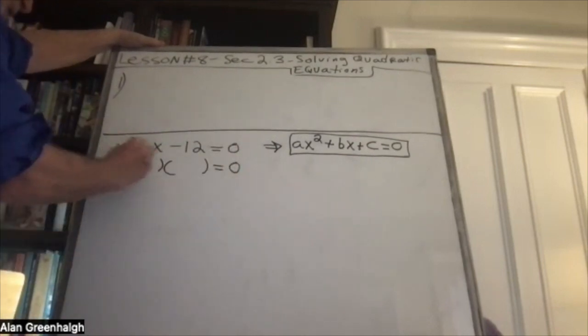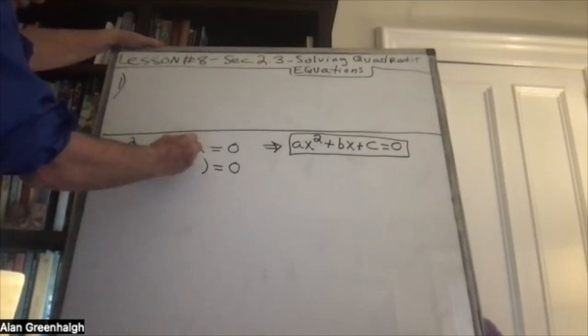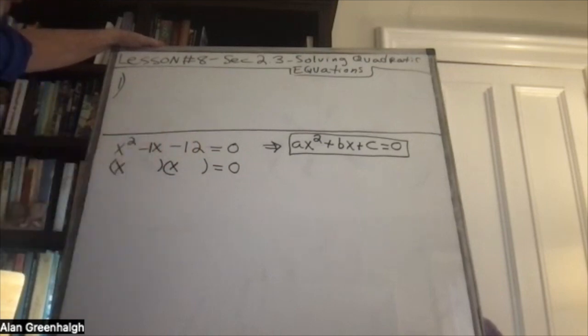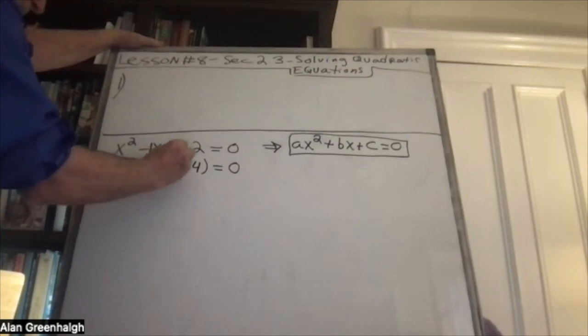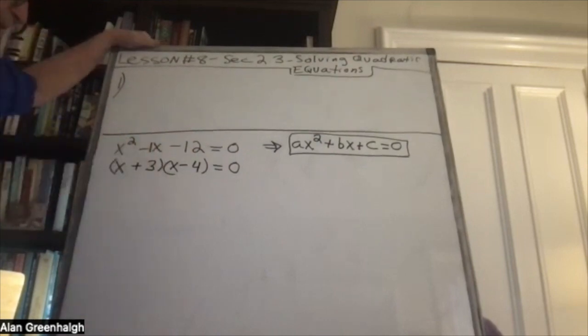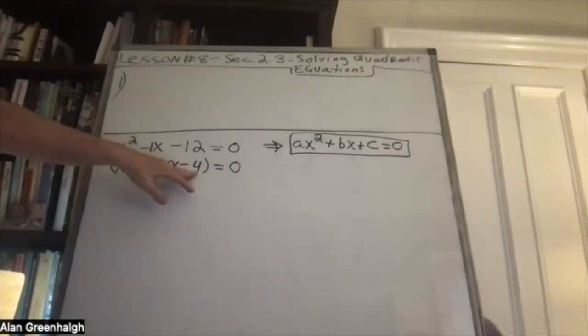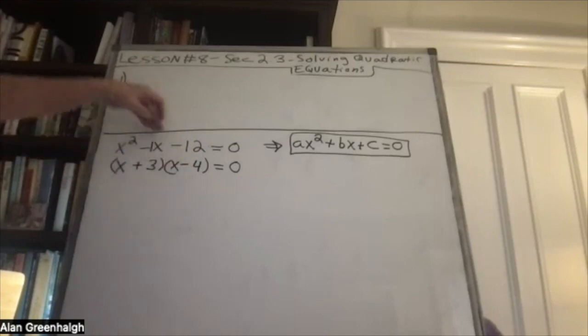So, this is what we do. The x and the x, the two numbers that multiply to give you -12 and add up to -1, and that will be -4 and +3. So +3, -4 multiplied gives you -12, and when you add them, you get -1.